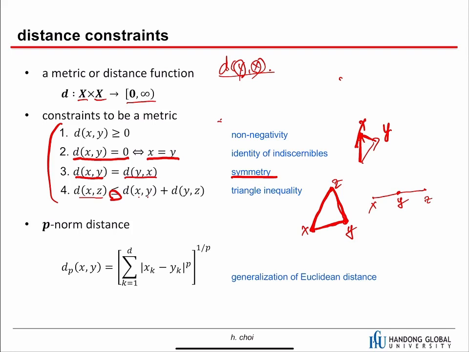And in the previous slide, we talked about Euclidean distance, and we have actually the p-norm distance, which is a generalization of Euclidean distance. If p is 2, okay, if this one is 2, then it is Euclidean distance. But we can generalize. P could be 1 or 3 or infinity.